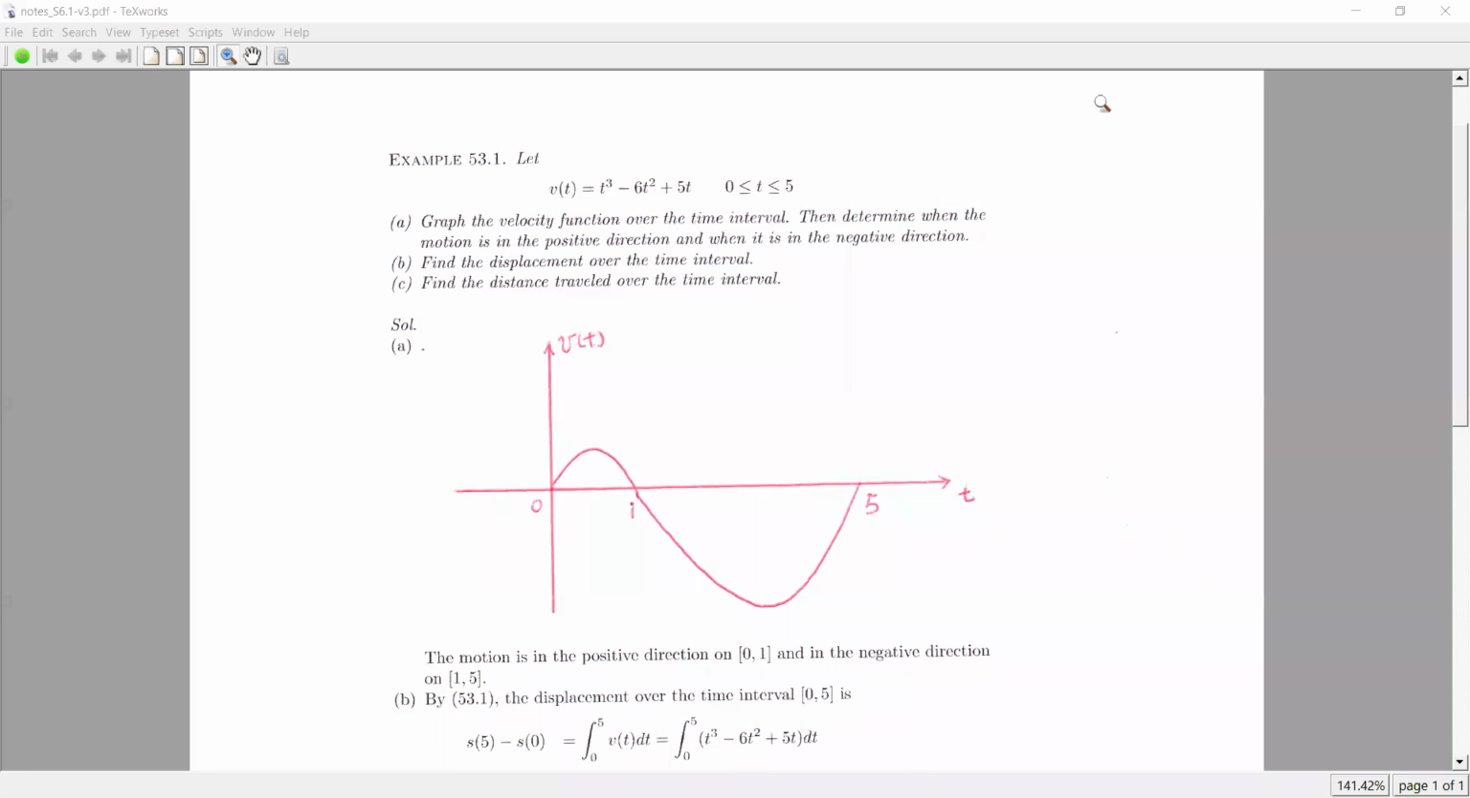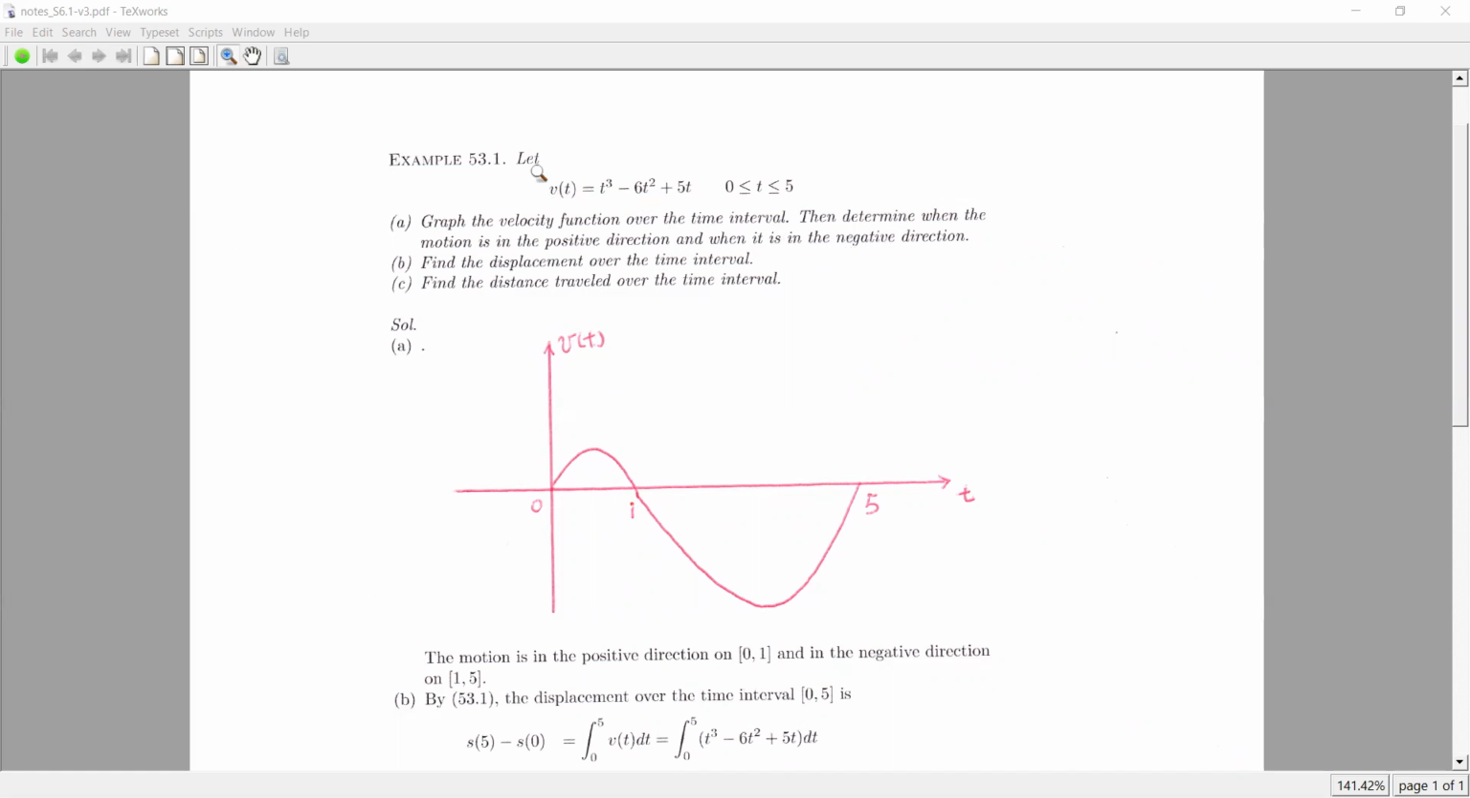Now, I present some examples. Example 1. Let V, the velocity of some moving object, be given by this polynomial, where t is time. Part A. Graph the velocity function over this time interval. Then determine when the motion is in the positive direction and when it is in the negative direction.